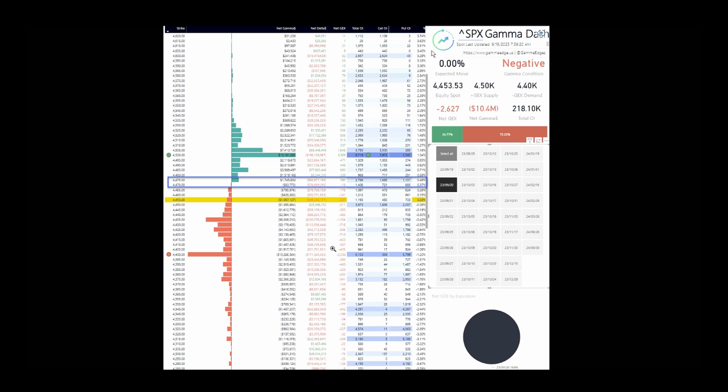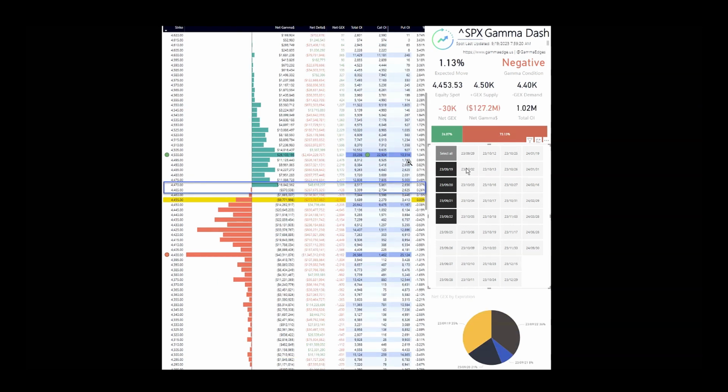Again, that 4400 level will really be the line in the sand to the downside to watch if we get significant weakness down to there. We need to cross below 44.25 first, but then down to 4400 would be a viable target to the downside.